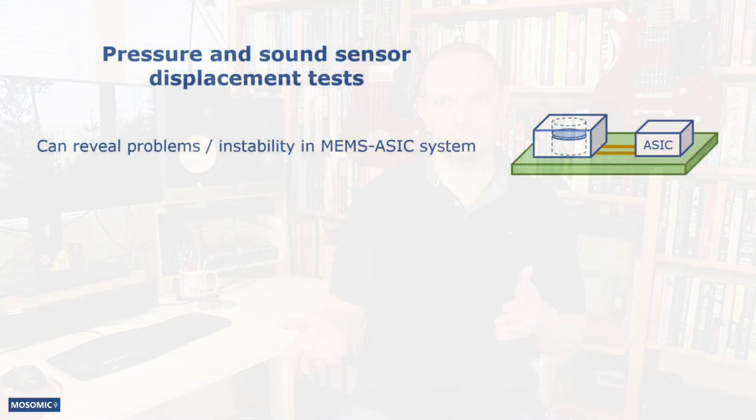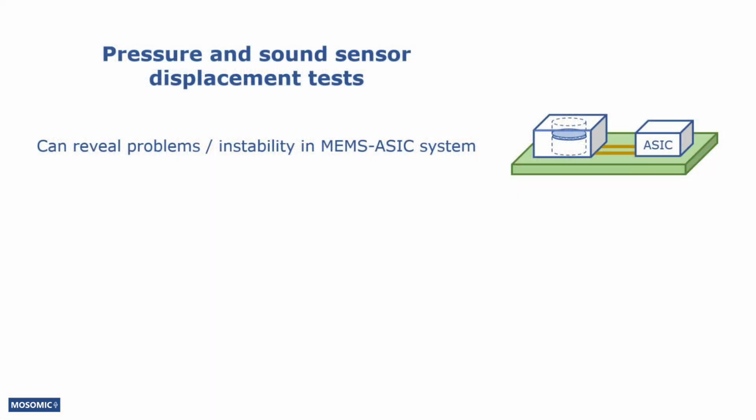Let's have a look at some common use case tests. First, pressure and sound sensor displacement related tests expose the microphones to pressure events and pressure gradients. These tests look for, for example, problems or instabilities in the MEMS ASIC system that could cause sensitivity changes or an increase in noise level from which the microphone recovers slowly.